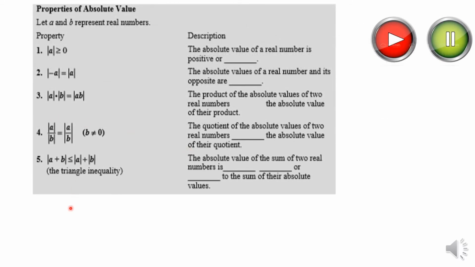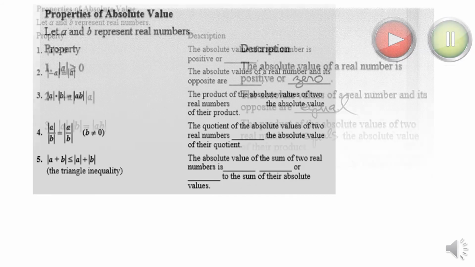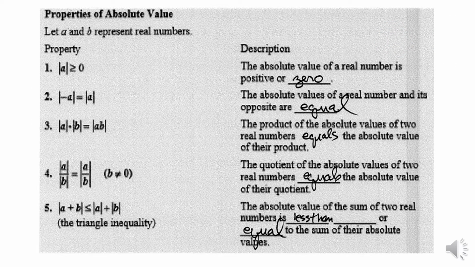We can fill in the blanks about absolute values. Here's how I filled in the answers. This last one, that the absolute value of A plus B is less than or equal to the absolute value of A plus the absolute value of B, is called the triangle inequality and is especially important in calculus.